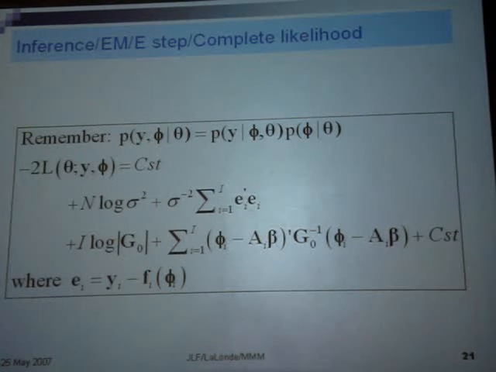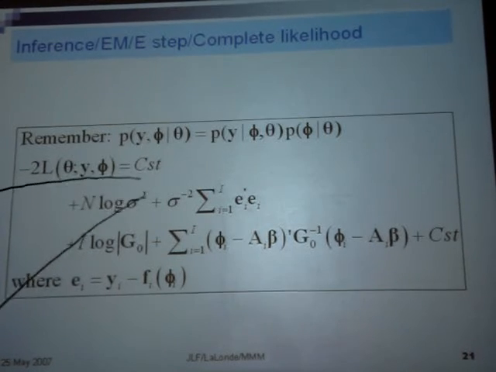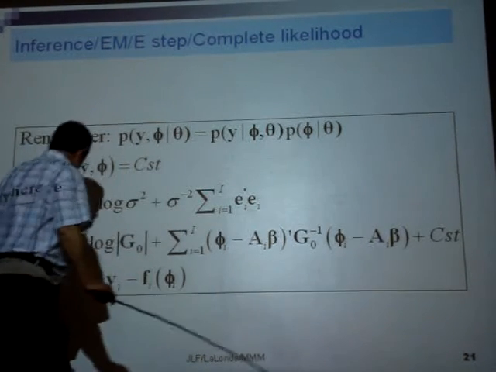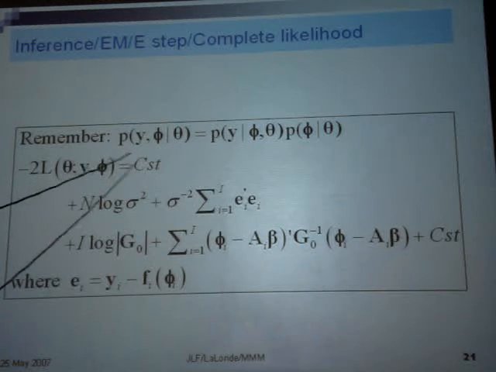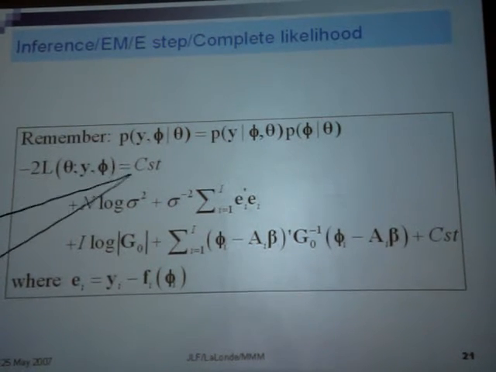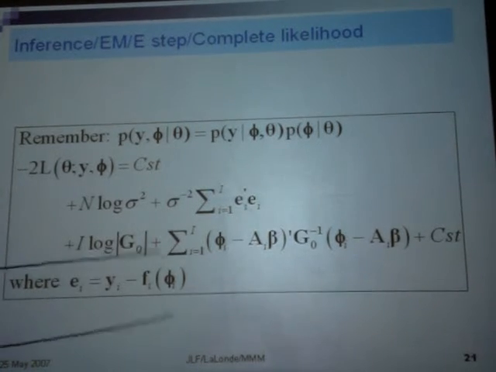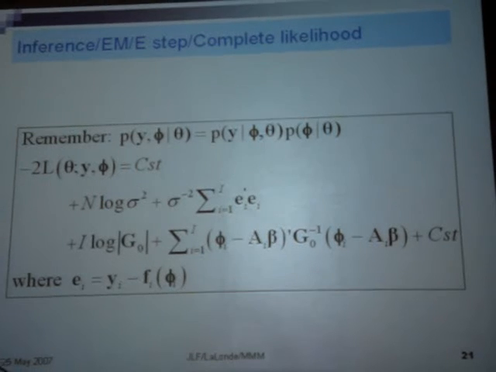What do you mean with the constant? I forgot about the constants. It should be n log 2 pi and I log 2 pi, just the part involving the pi's. All is complete except the pi's. So it should be here n log 2 pi, and here I log 2 pi. I forgot about the pi's.